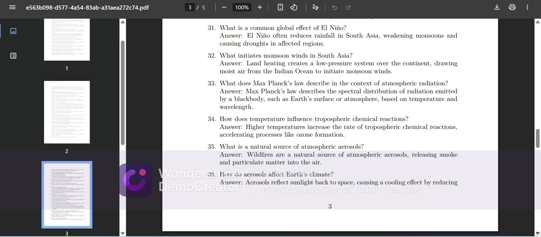What is a natural source of atmospheric aerosols? Wildfires are a natural source of atmospheric aerosols, releasing smoke and particulate matter into the air.